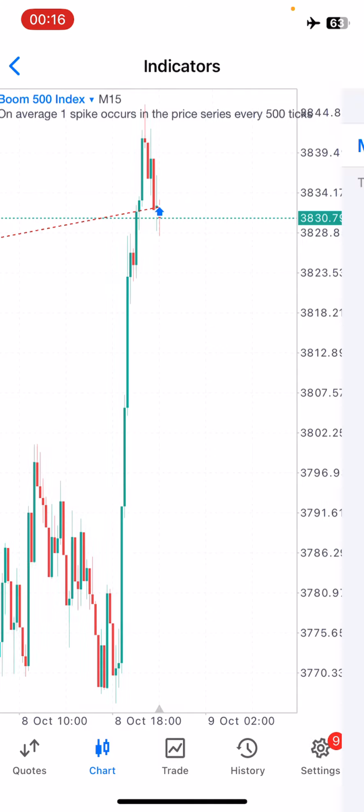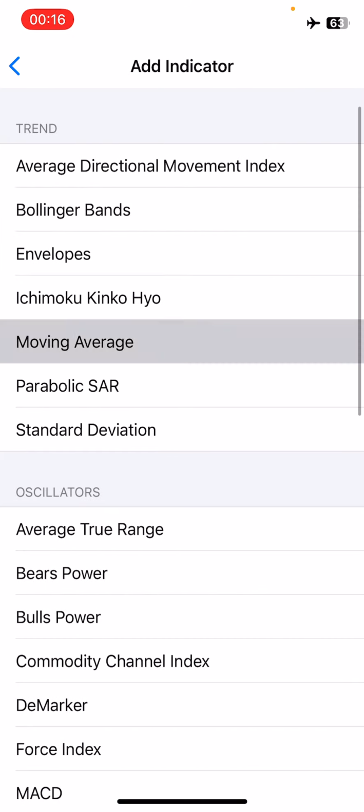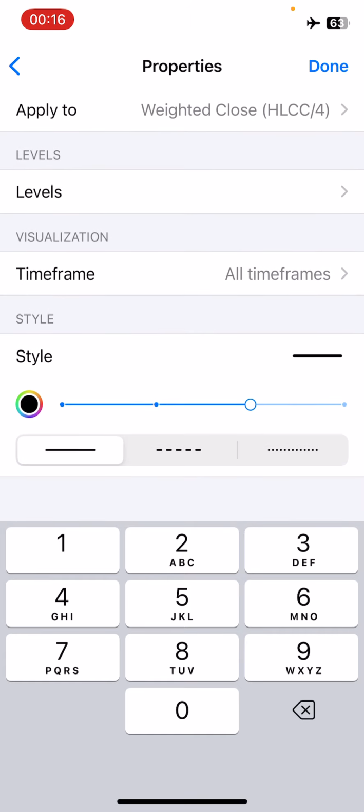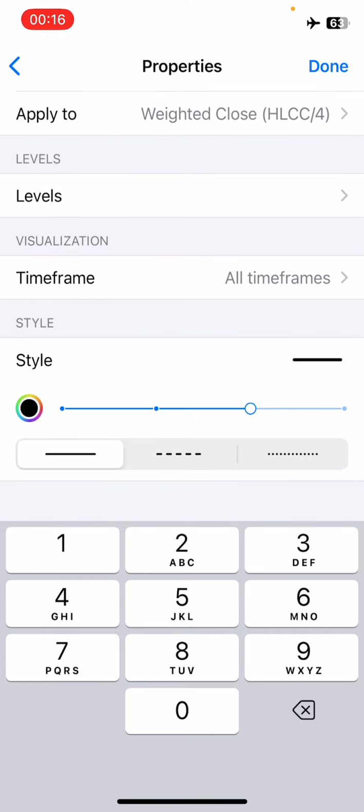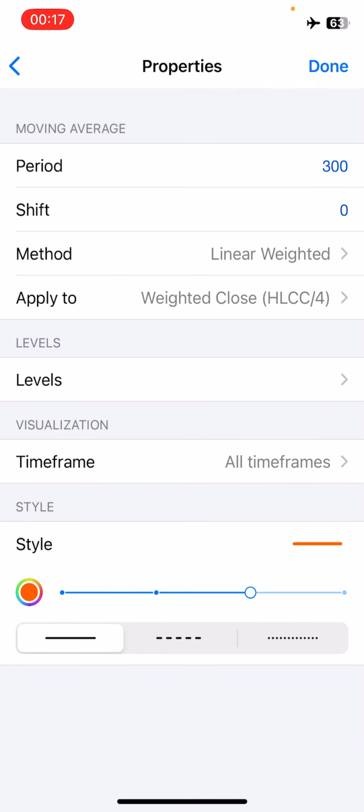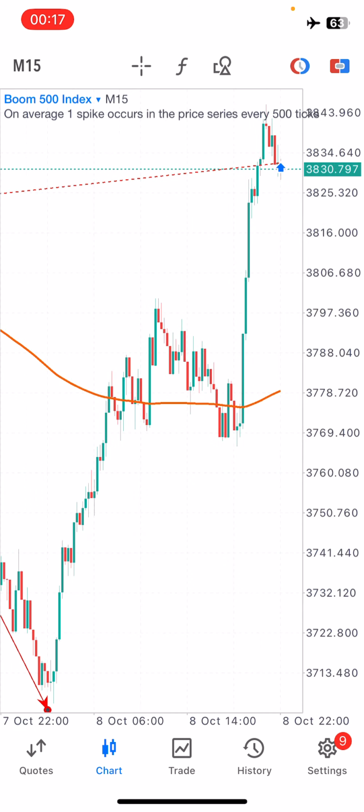The first indicator we want to install is a moving average, and it is going to have the following properties. We're going to have a period of 300 and a shift of 0. The method is linear weighted and apply to weighted close. You can allow this and all the other indicators to appear on all time frames. I'll change the style to this orange color that you see right here. These are the final properties for our first indicator. If I click done, you see that we'll have that orange line appearing on our charts.